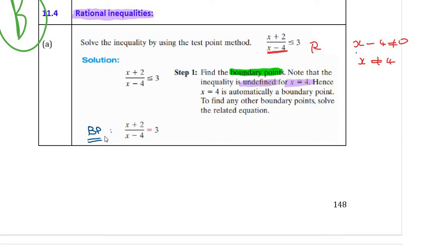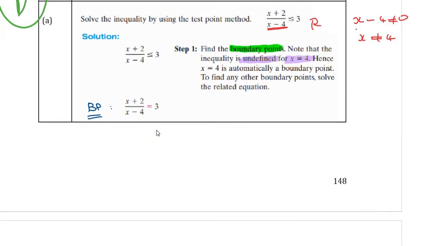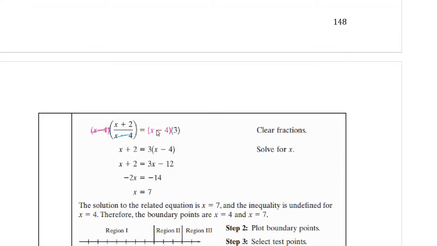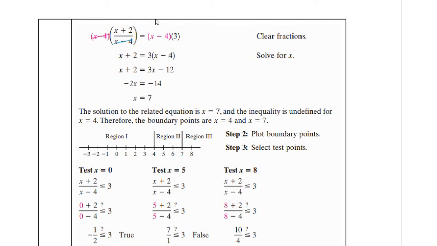And remember, when we find the boundary points, we put the equation equal to 3. And now it's a very simple solving equation because it just becomes linear. And now we may multiply with a common multiple because we know the sign of this common multiple, and it doesn't matter. The sign doesn't matter in this equal equation.